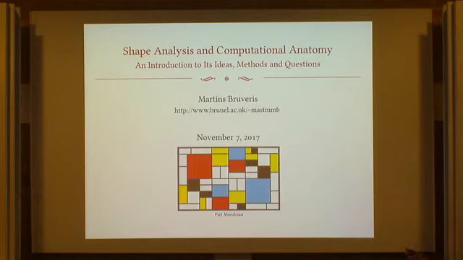So there are two aspects of the title. There's shape analysis and computational anatomy, and I'll discuss the relationship between them later. And I'll start with shape analysis, and then in the second part move on to computational anatomy.